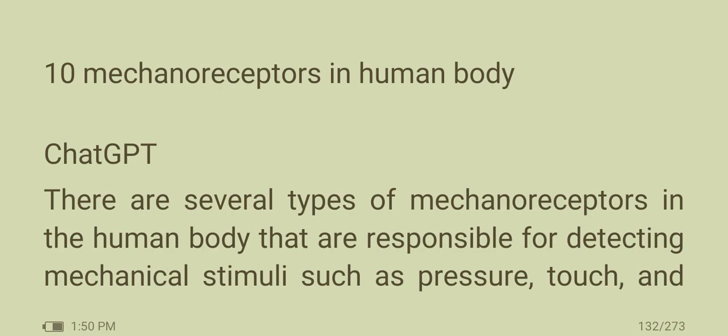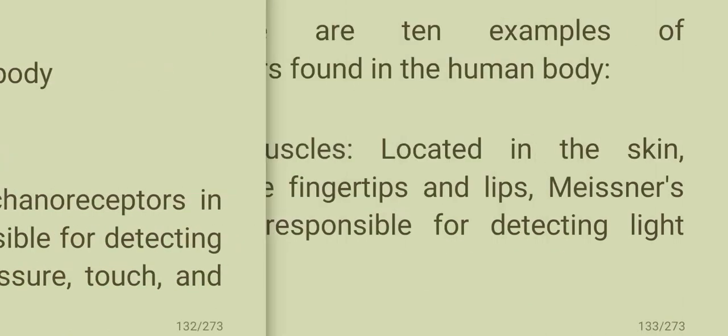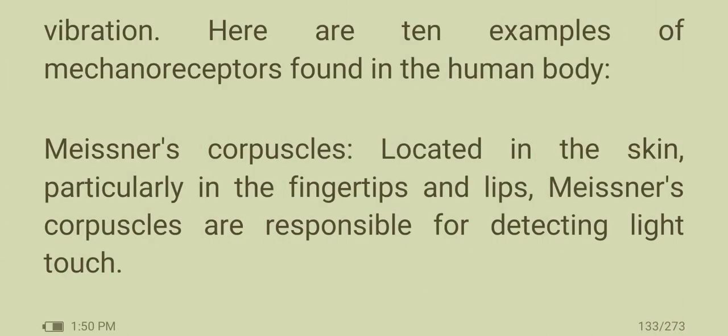Then 10 mechanoreceptors in the human body. There are several types of mechanoreceptors in the human body that are responsible for detecting mechanical stimuli such as pressure, touch, and vibration. Here are 10 examples of mechanoreceptors found in the human body. Meissner corpuscles, located in the skin, particularly in the fingertips and lips. Meissner corpuscles are responsible for detecting light touch.